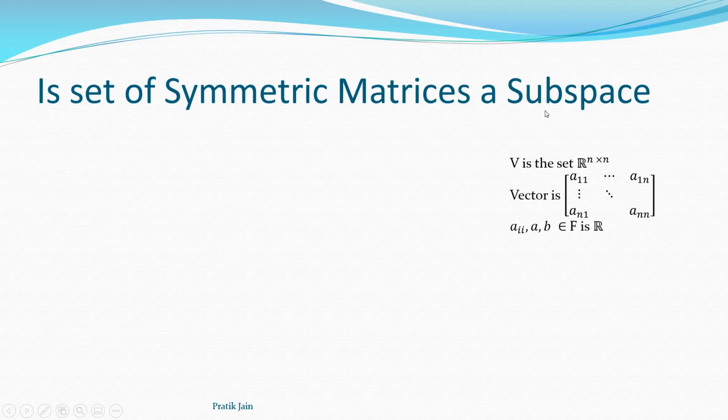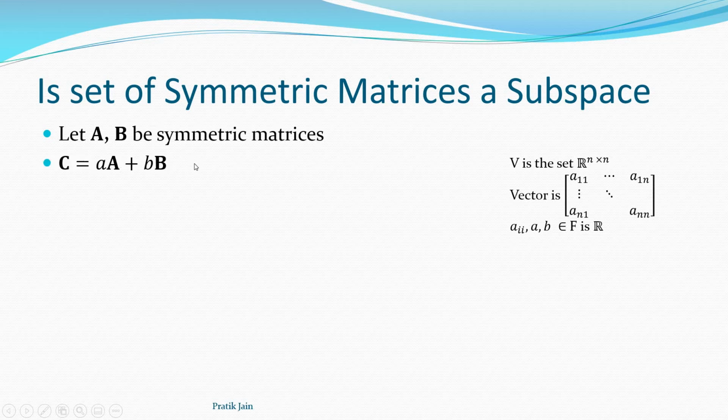So is the set of symmetric matrices a subspace or not? Let A and B be symmetric matrices. Now we are in the general case in R^(n×n), it can be any n×n symmetric matrix. Let us define C, which is nothing but aA plus bB, where a is a scalar that comes from the field, which is R over here, and this small b is also coming from the field, a scalar. So this is the linear combination. Now is C also symmetric is our question.